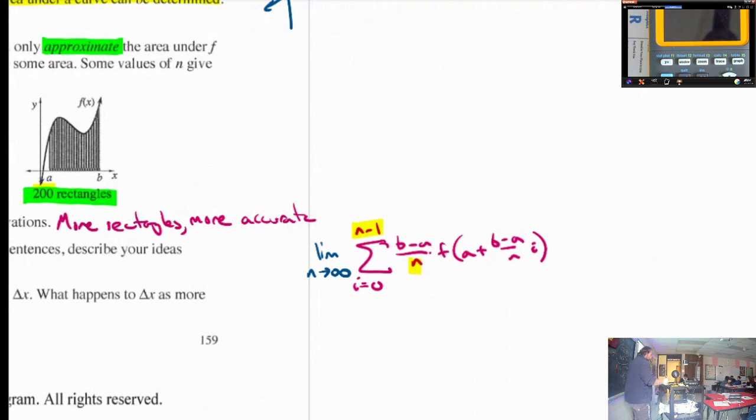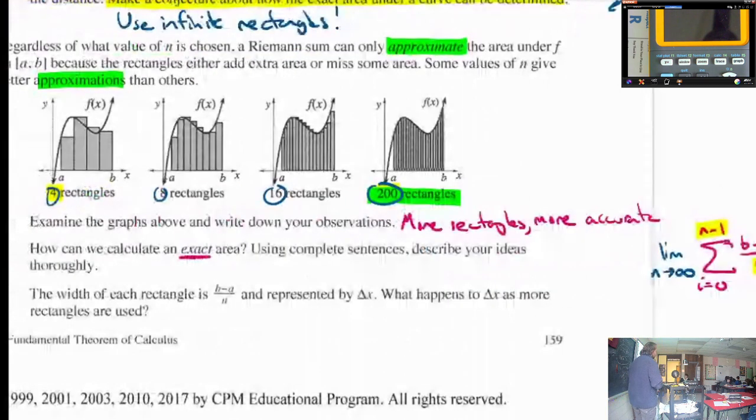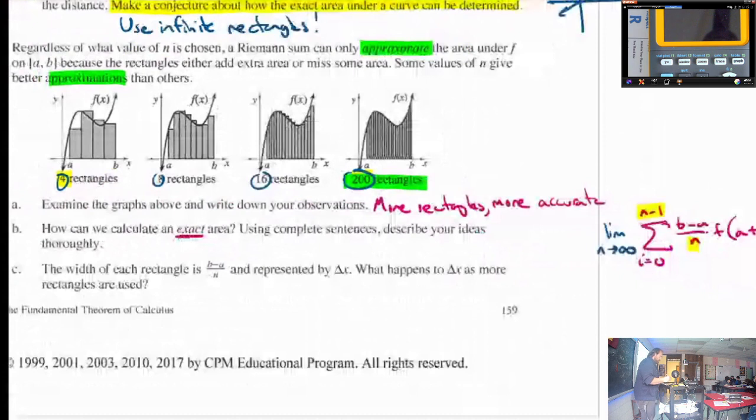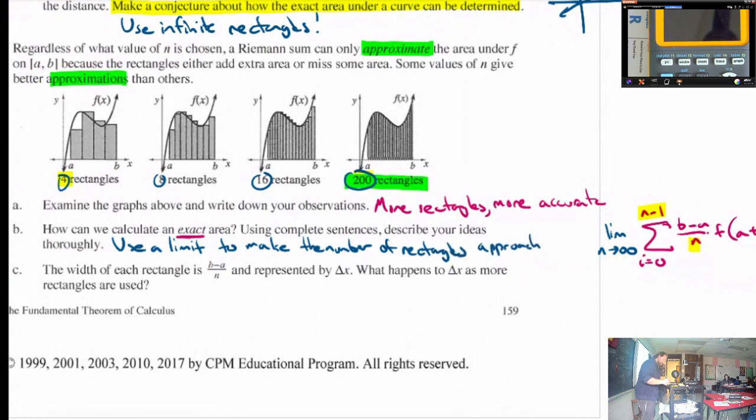Essentially taking the number 200, or the number 16, or the number 8, or the number 4. What if it was infinite rectangles? What if, instead of drawing rectangles, we're just drawing vertical lines that we shade in to get the exact area? That's exactly what we're going to do. I think the best example for B, using complete sentences, would be to use a limit to make the number of rectangles approach infinity. And look at that, it's kind of written there for us too.